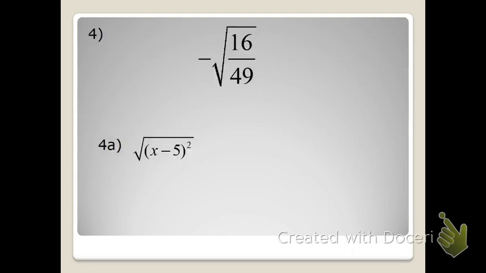Okay? And we're not afraid of fractions. So the square root of 16 is 4, the square root of 49 is 7, and with the negative in front, we'll simply say negative 4 sevenths. You're like, oh my goodness, this is great. Hey, look at this one. Isn't the square root of something being squared the complete opposites of each other? So they cancel each other out, and we simply would have x minus 5 as our answer. Okay?